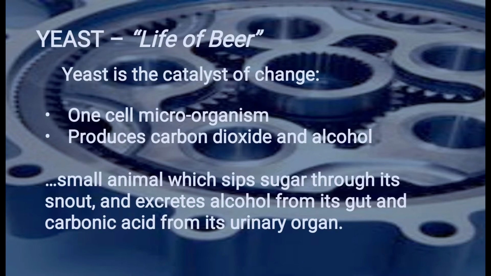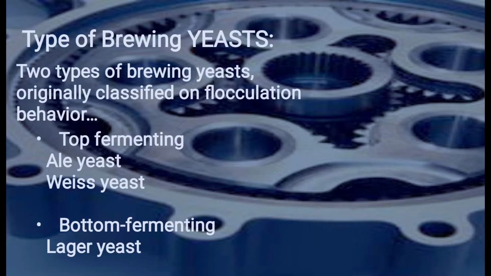Next one, we have the yeast, the life of the beer. Yeast is a catalyst of change, a one-cell microorganism that produces carbon dioxide and alcohol. It is described as a small animal which sips sugar through its snout and excretes alcohol from its gut and carbonic acid from its urinary organ. Now let's proceed to the types of brewing yeast.